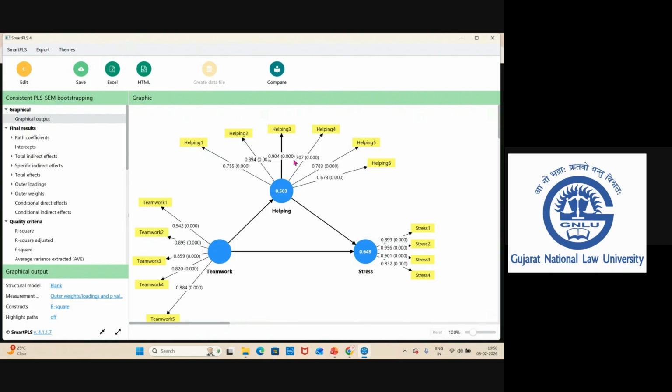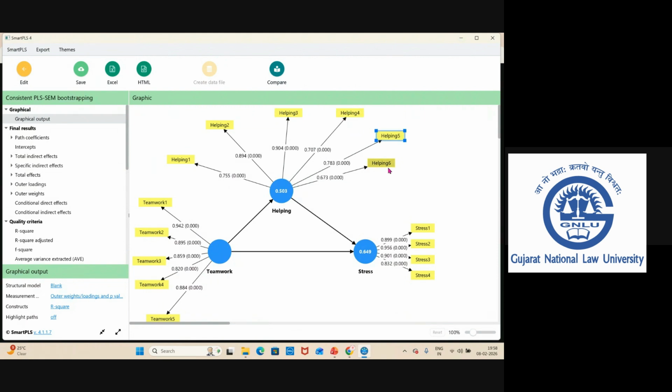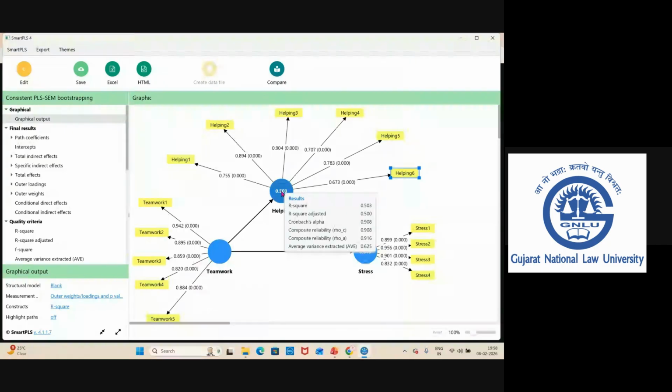Now look at here. Our p-value should be significant. We should have a significant relationship between the construct and the indicator. Now I just want to check whether all the indicators are significant. Is the p-value less than 0.05 for the helping behavior? So there is a significant relationship between helping behavior and the construct.